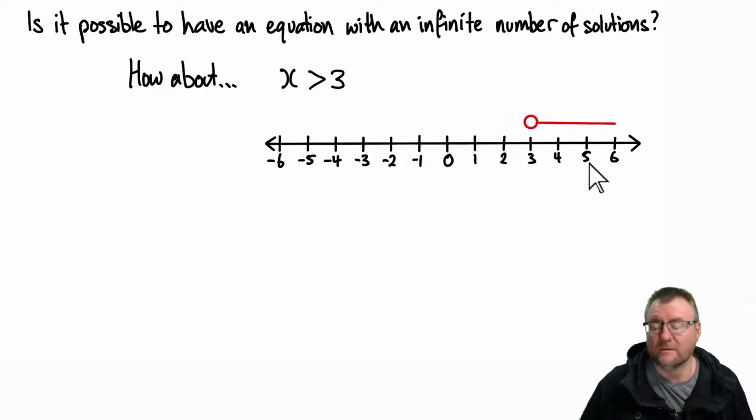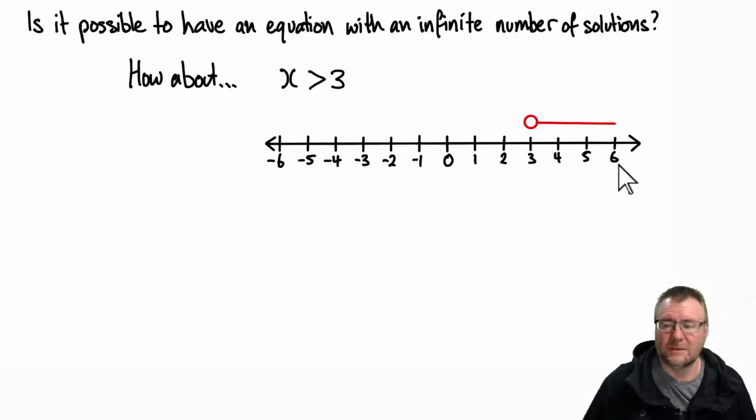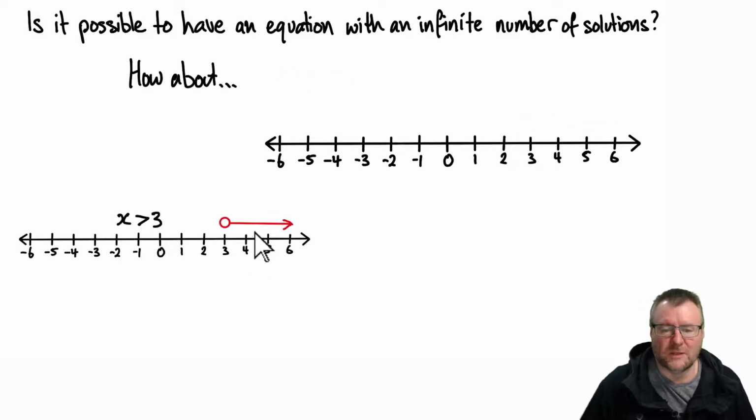All the numbers that do make it true are these ones. 4 is bigger than 3, 5 is bigger than 3, 6 is bigger than 3, and is there an infinite number? Well, yeah, they just keep going on. 4 million is bigger than 3, 200 billion is bigger than 3, so it goes on and on, so I indicate that with a little arrow. This little diagram is a visual representation of the solution for this inequality or inequation. Okay, let's have a look at another one. I'm going to put that one aside.